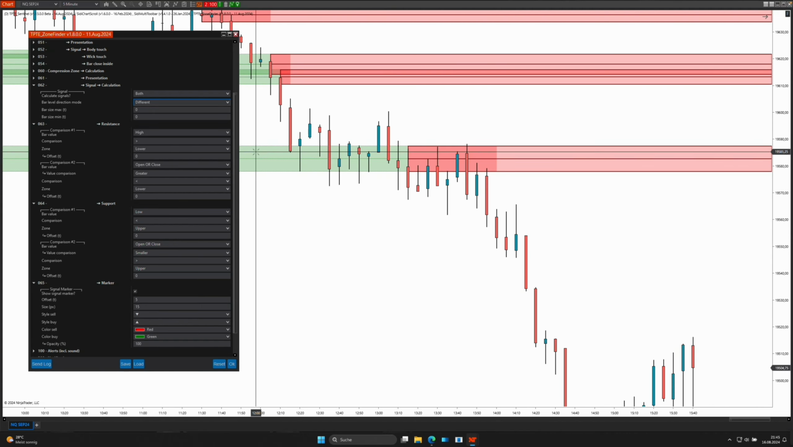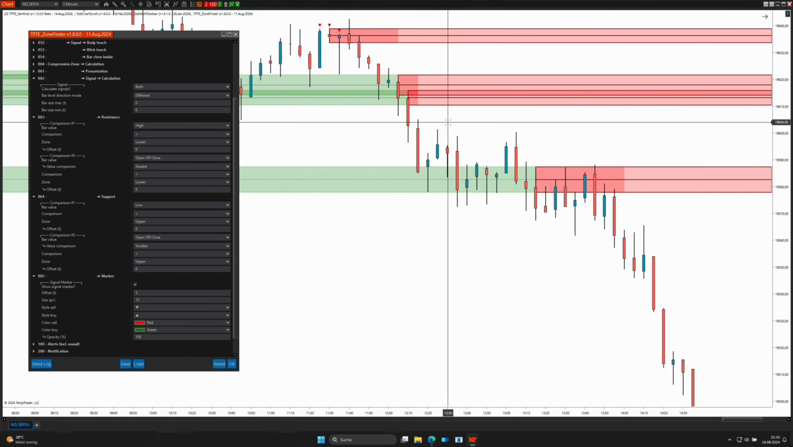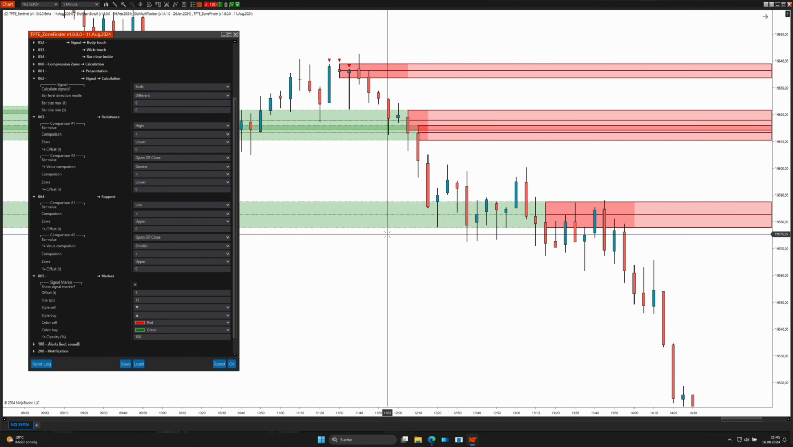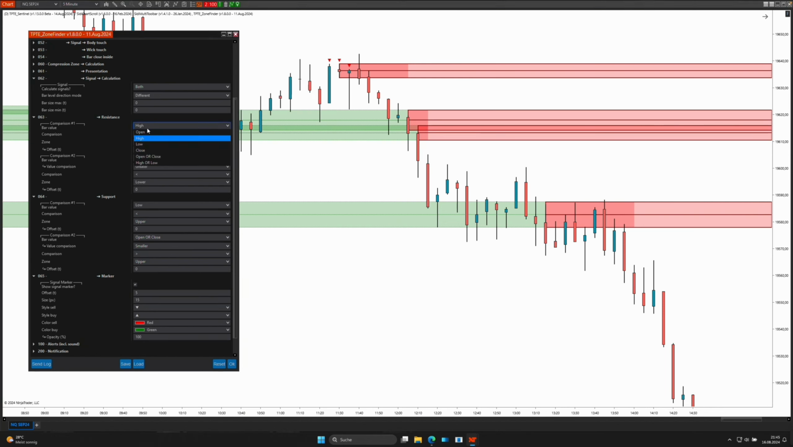is generated. Otherwise, we have come up with a concept for resistance and support zones. So the resistance zone is always red and the support zone is always green. How we can calculate signals here, we simply compare a value of the bar. Let's take this red bar here as an example and compare the open, high, low, or close. This is intended for special applications. We compare one of these values accordingly with the upper and lower edge of one of these zones.